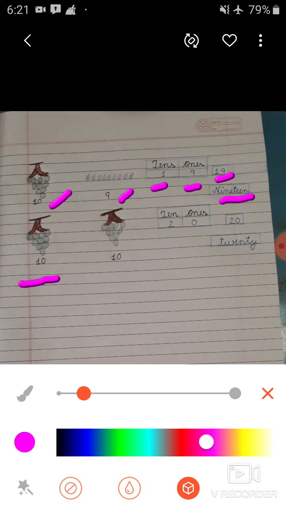Now, to write 20, first of all you have to draw a bunch of 10 grapes. Then you have to draw one more bunch of 10 grapes. When we add both, we get the number 20. 10 plus 10 is equal to 20. And to write the number 20, we put 2 in the tens place and 0 in the ones place. The number name for 20 is TWENTY, 20. So this was building numbers. You have to do this in your notebook.